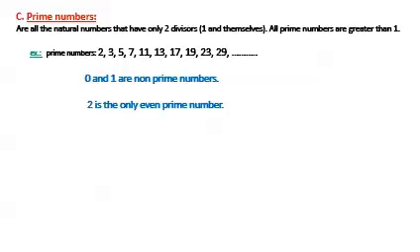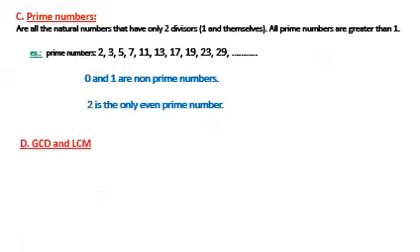Why? Because we said 1 and itself, but 1 is 1 times 1. So you cannot say 1 and itself because both of them are 1. So it's not presented as a prime number. You have to pay attention. This is a common mistake among all students. They pretend that 1 is a prime number. It's not a prime number. And 2 is the only even prime number.